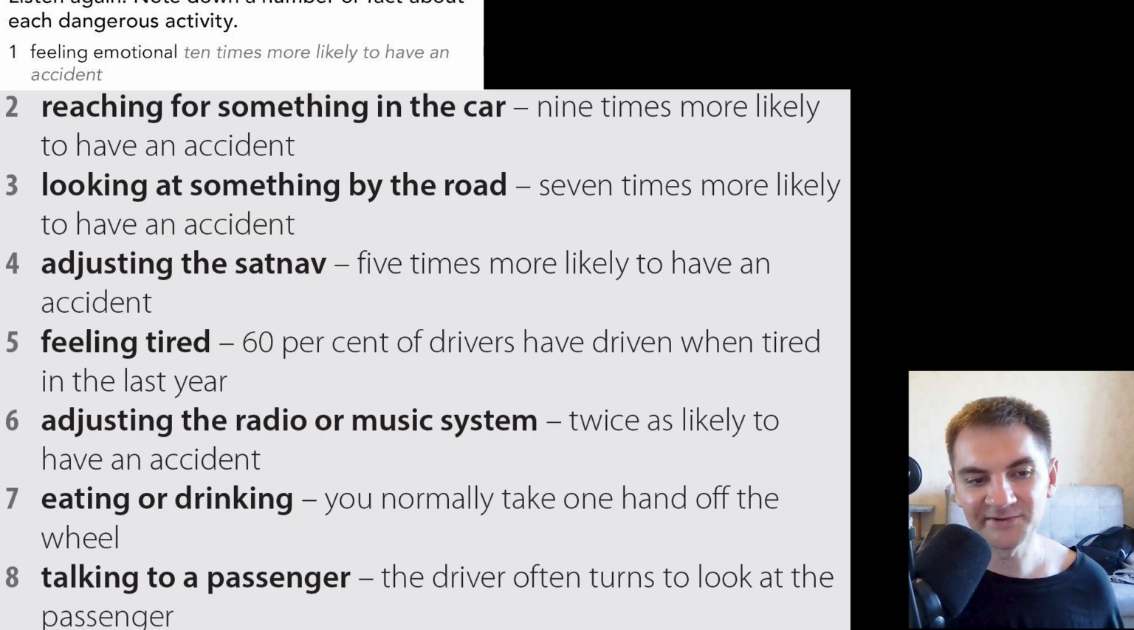Feeling tired, number 5. 60% of drivers have driven when tired in the last year. Number 6. Adjusting the radio or music system, twice as likely to have an accident. Number 7. Eating or drinking, you normally take one hand off the wheel. And talking to a passenger, the driver often turns to look at the passenger. Now it's time to listen to it one more time and read at the same time.